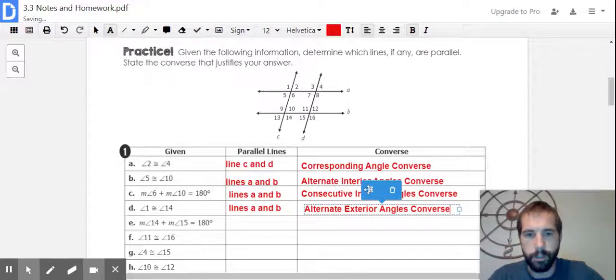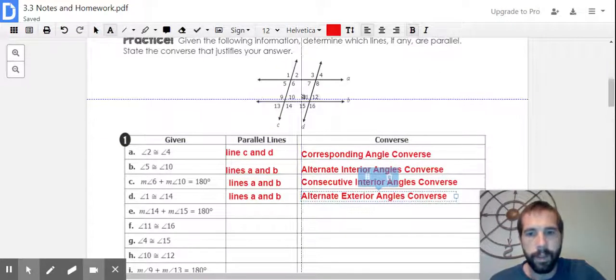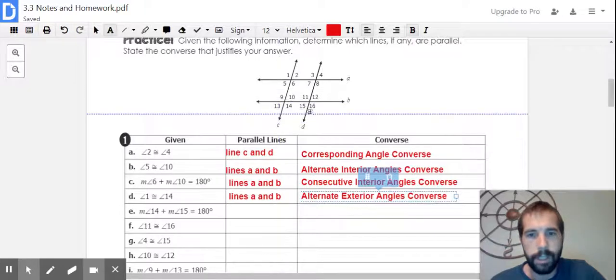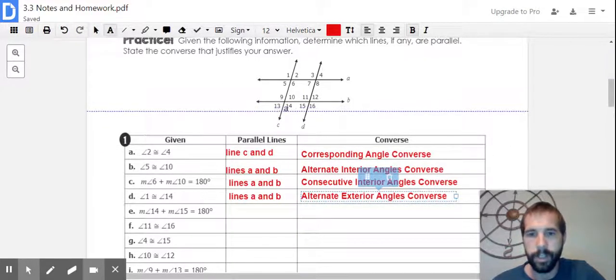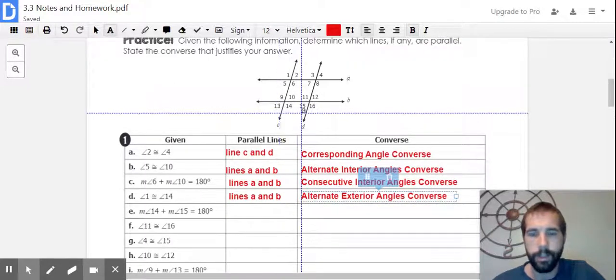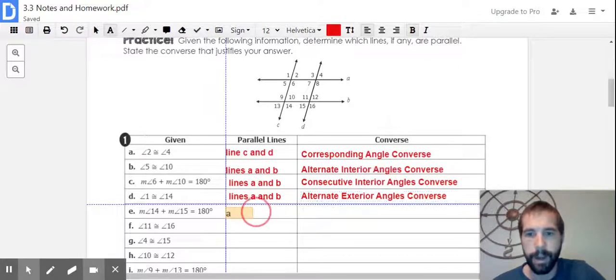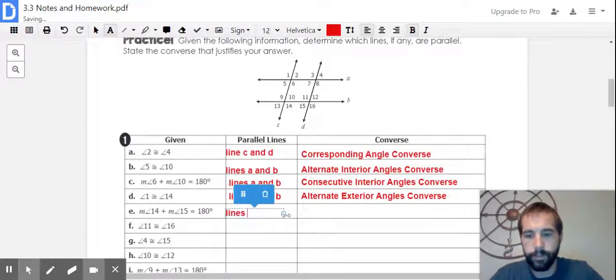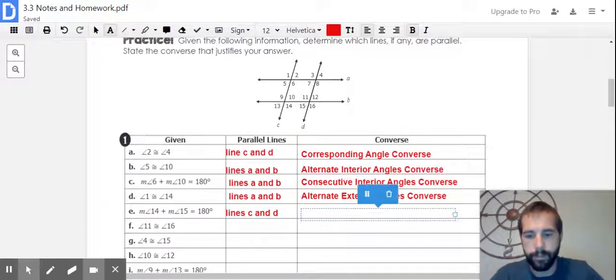Okay, so we've done one of each. So if you want to pause the video and give the rest of them a try, feel free. But I'm just going to keep going through these. All right, so 14 and 15, that would be transversal B. 14 and 15 are between lines C and D. So if 14 and 15 add up to 180 degrees, that would mean that the consecutive interior angles are supplementary, making lines C and D parallel. And that would be by the consecutive interior angles converse.